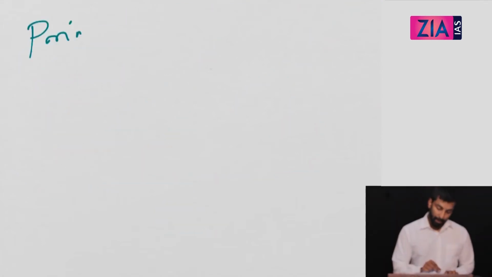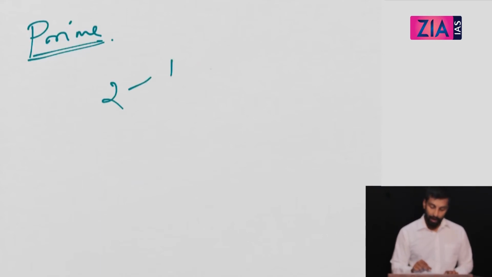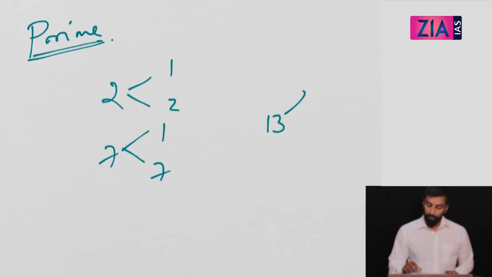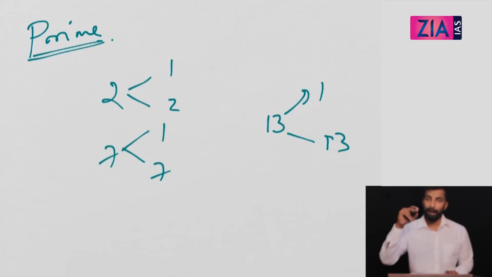Now next is, what do you mean by prime numbers? Prime numbers are those numbers which have exactly two factors. And what are the factors? 1 and that number itself. So you take a number 2. If I ask you what are the factors, 1 and 2. For 7, 1 and 7. For 13, 1 and 13. And 1 and that number itself will be a factor of all the numbers.